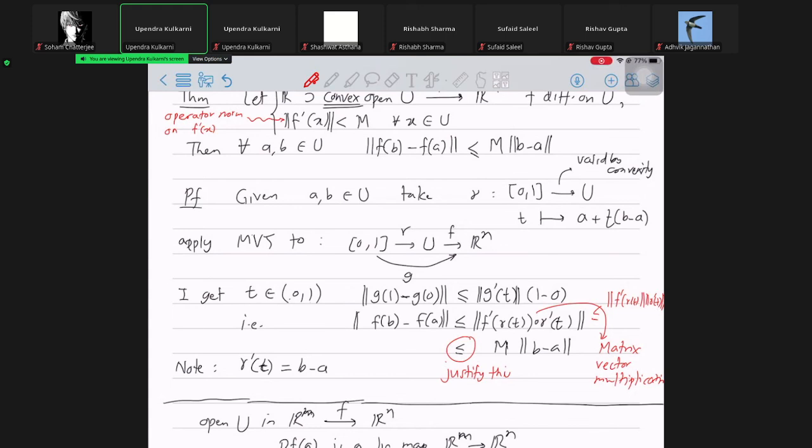No, remember gamma is a curve. So the derivative of gamma is just a column vector. Yeah. Okay. Yeah. Thank you, sir. Okay, good.